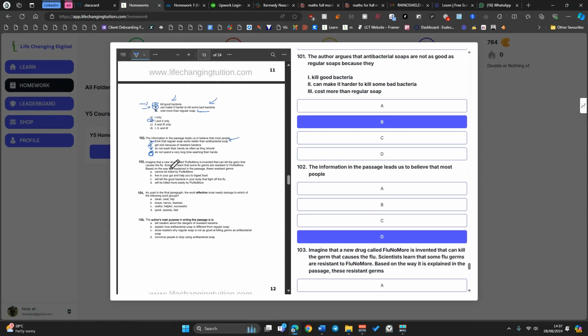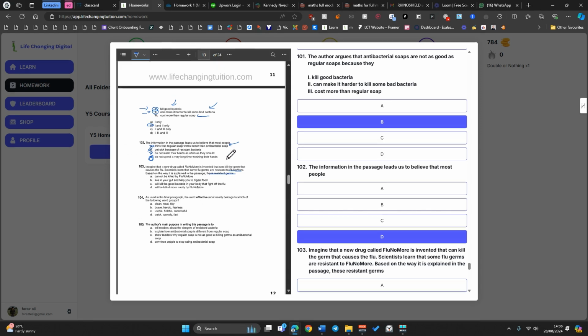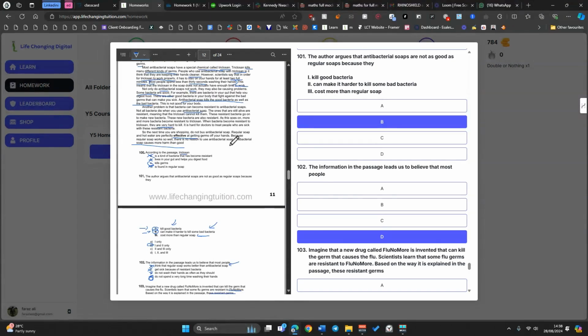Question 103. Imagine that a new drug called Flu No More is invented that can kill the germ that causes the flu. Scientists learn that flu germs are resistant to Flu No More. Based on the way it is explained in the passage, these resistant germs cannot be killed by the Flu No More, live in your gut to help you digest food, will kill the good bacteria in your body, will be killed more easily by Flu No More. Okay, so for this you need to understand what the passage explained resistant germs to be.